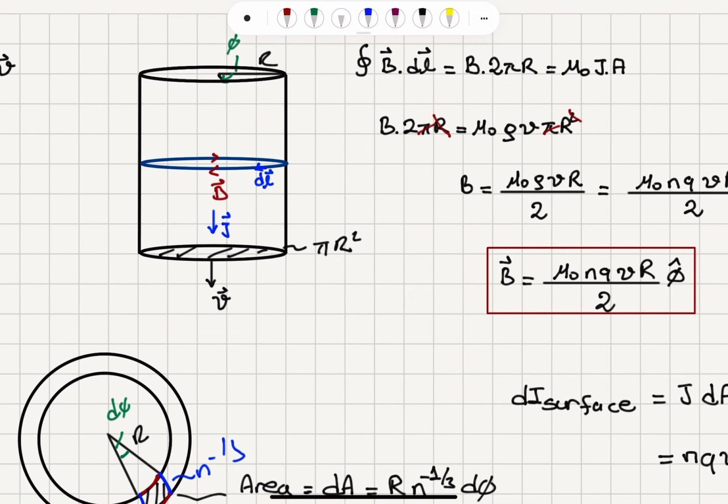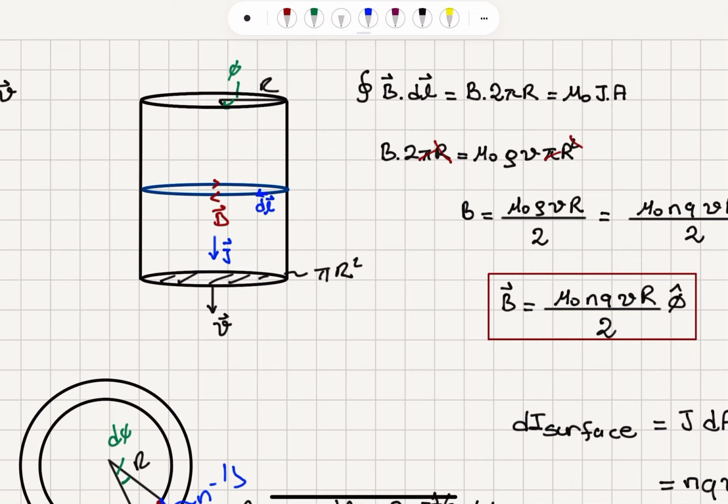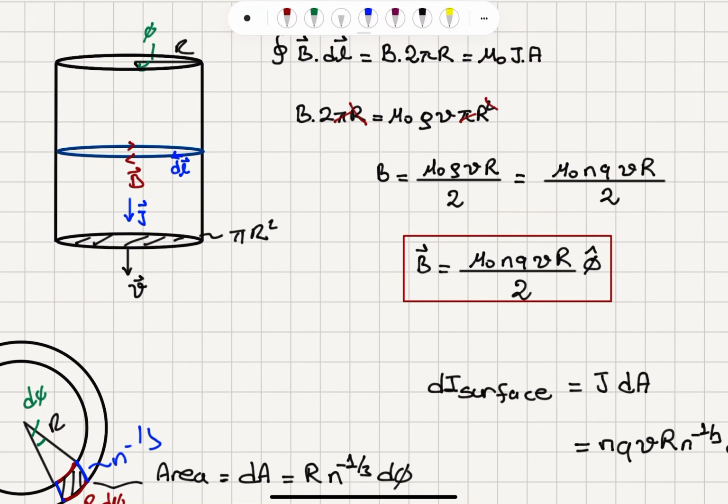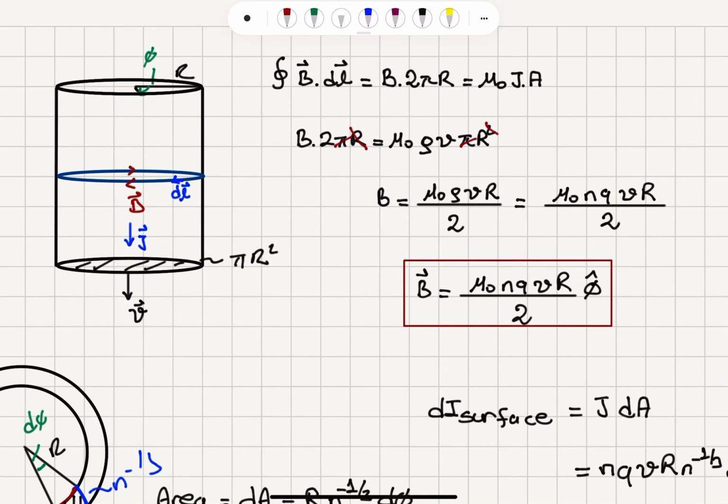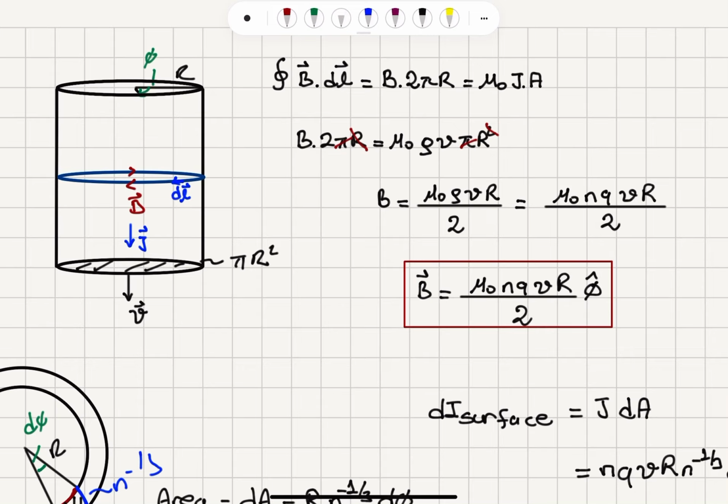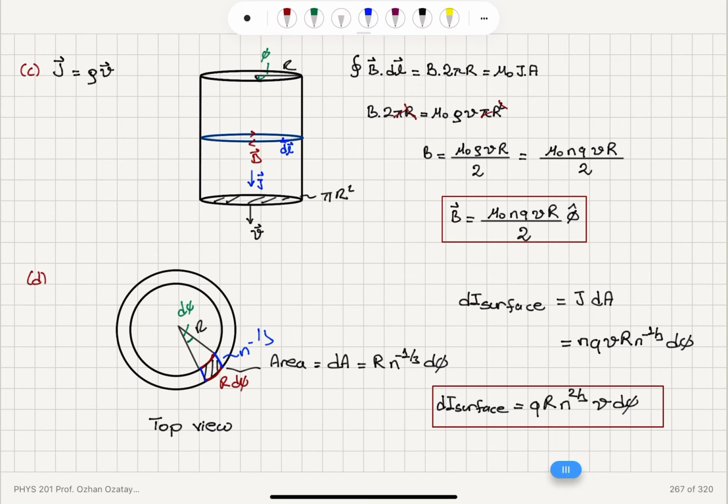Using Ampere's law for this path, using the right-hand rule, we find that if the current is pointing down, our thumb points down, and the four fingers of the right hand curl in this direction, which I define to be the phi hat direction. B times 2 pi r, the integral of B dot dl, is mu 0 times the current enclosed, which is J times the cross-sectional area A, which is going to be rho v times pi r squared. From this I can calculate the magnetic field in the phi hat direction.